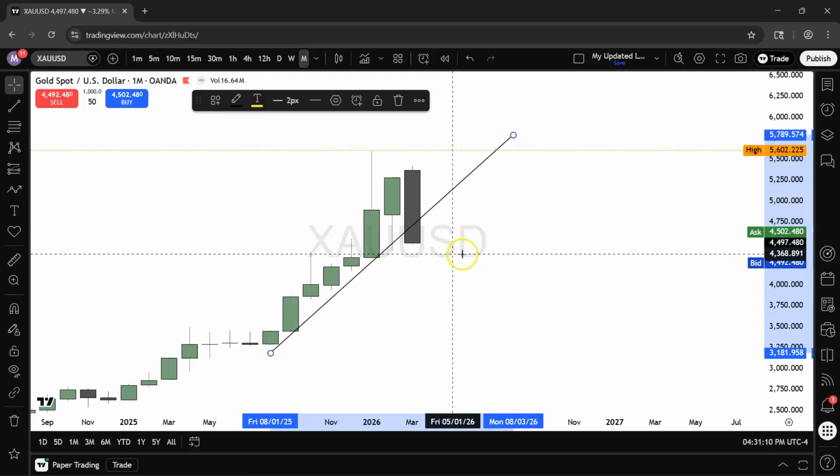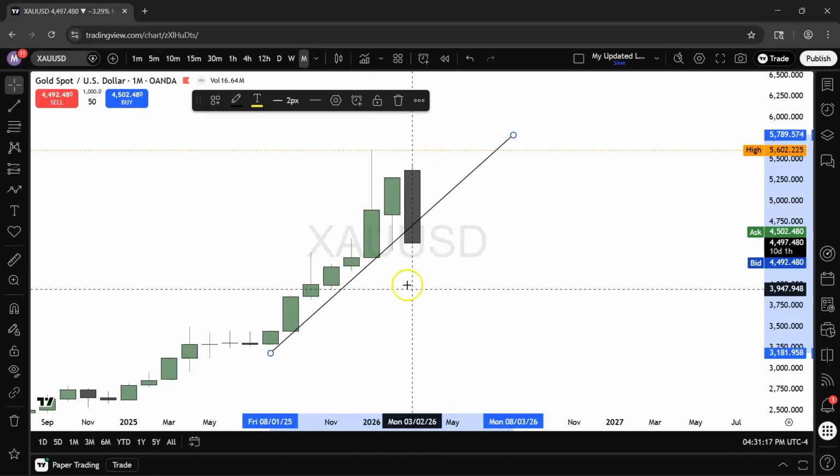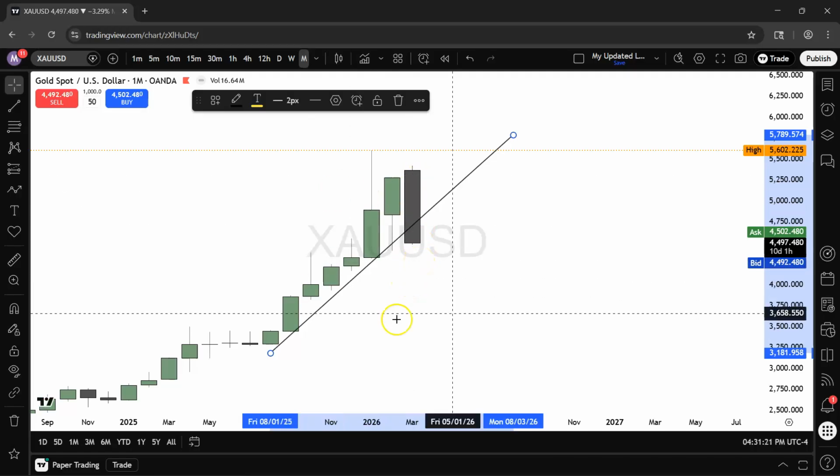So something's happening, right? It could be a market structure shift, okay? Because now it's a black candle. Black means it's going down. So that's the first thing we want to do.